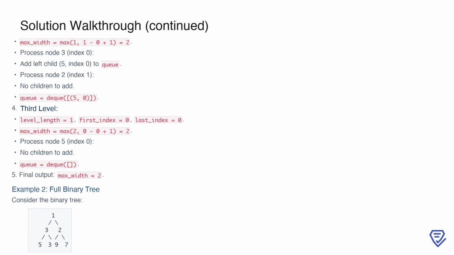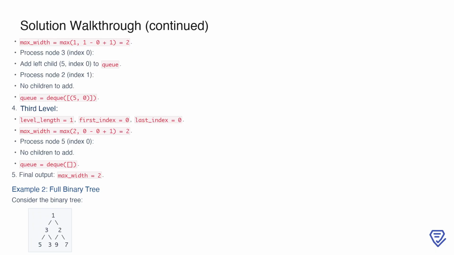Processing begins with node 3, which has a left child, node 5. Node 5 is added to the queue with index 0. Node 3 doesn't have a right child, so nothing else is added for it. Next, node 2 is processed. Since it has no children, nothing is added to the queue for this node. At the end of this level, the queue contains only node 5 for the third level.